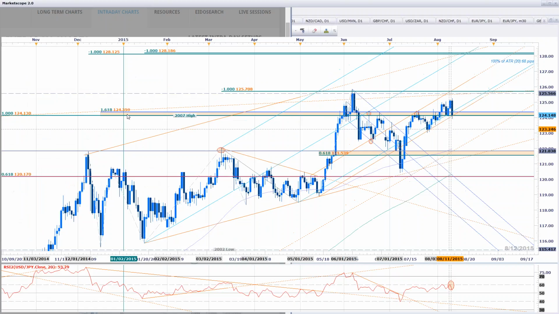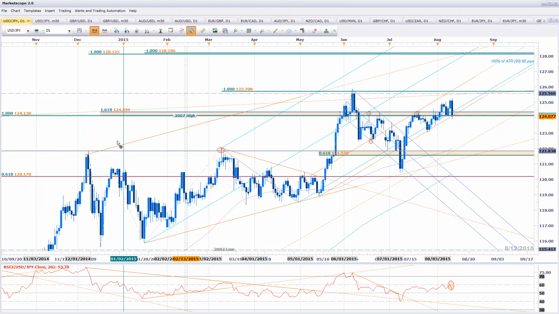You have a huge confluence region here of not only the 2007 highs, but also the 161.8 extension off of the lows from December. You also have the close highs from July, the stretch highs from June that you made late in the month. And the monthly open at this point comes in right around 123.80.